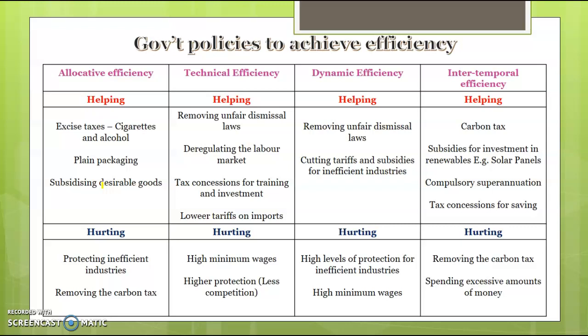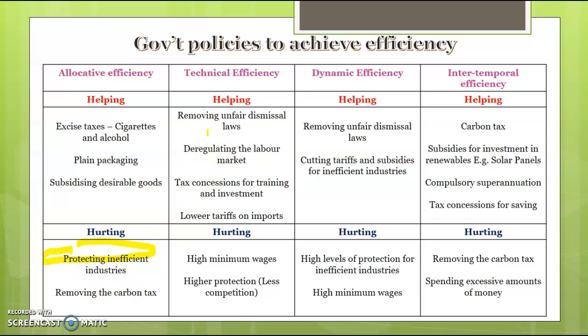Something like an excise tax on cigarettes to reduce cigarette consumption, or taxes on alcohol. Plain packaging laws are good for allocative efficiency because it reduces smoking. Subsidising desirable goods, like vaccinations and schooling, are all examples of policies the government can implement to try and improve allocative efficiency. Hurting allocative efficiency, potentially anything that encourages us to produce in inefficient areas, like tariffs on foreign products, could make us less allocatively efficient because we continue to produce products that we're not necessarily productive at producing, and things that hurt the environment may hurt allocative efficiency as well.